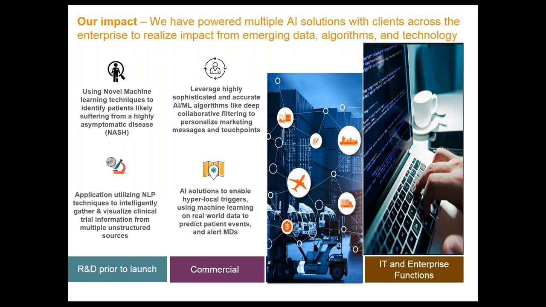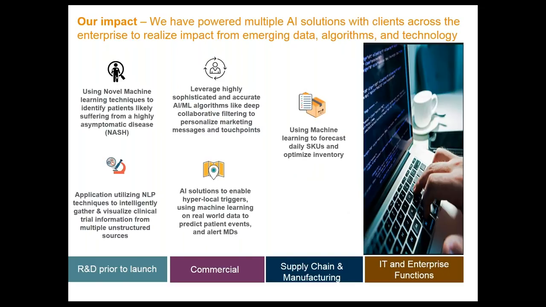We're doing work in supply chain and manufacturing, using machine learning to forecast on a daily basis the different stock keeping units or SKUs that companies might have. As you would imagine, they have inventory that spans oftentimes tens of thousands, if not millions of SKUs, and they would like to optimize their inventory. But in order to best do that, they need to be able to forecast that better. And so we are using AI machine learning to do that better.